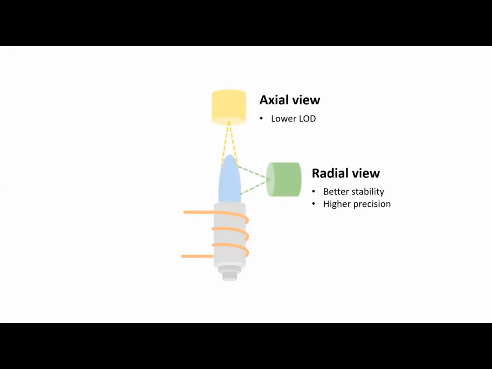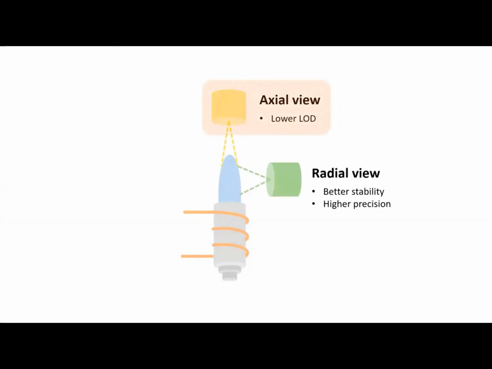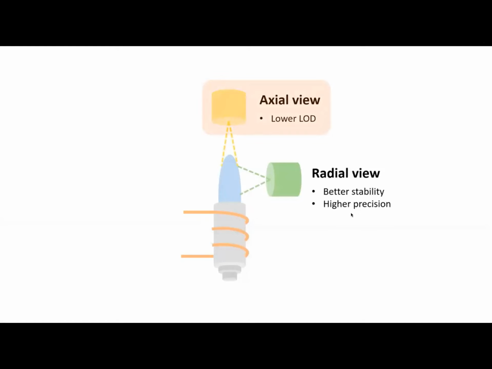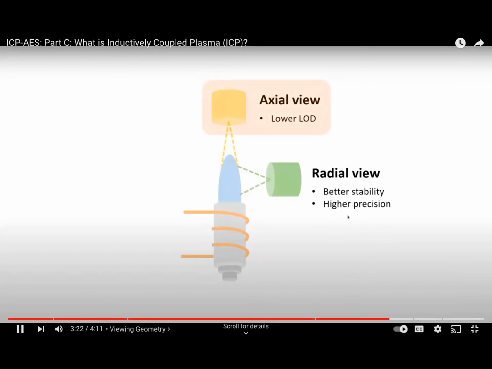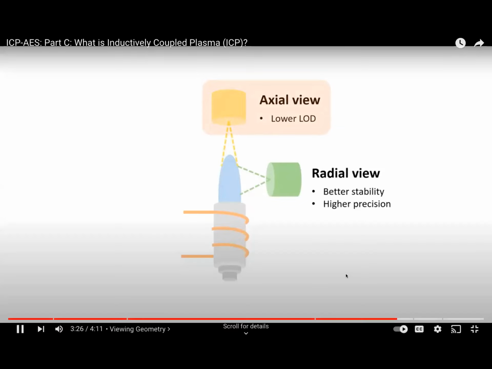In this experiment, we'll be using the axial viewing geometry, since we're interested in trace analysis of heavy metals in water samples. A lower detection limit may be more suitable for our case. If we are dealing with samples with higher TDS concentration, a radial viewing geometry may be selected. By the way, the plasma generated is quite beautiful. Feel free to take a picture of the plasma in the lab.